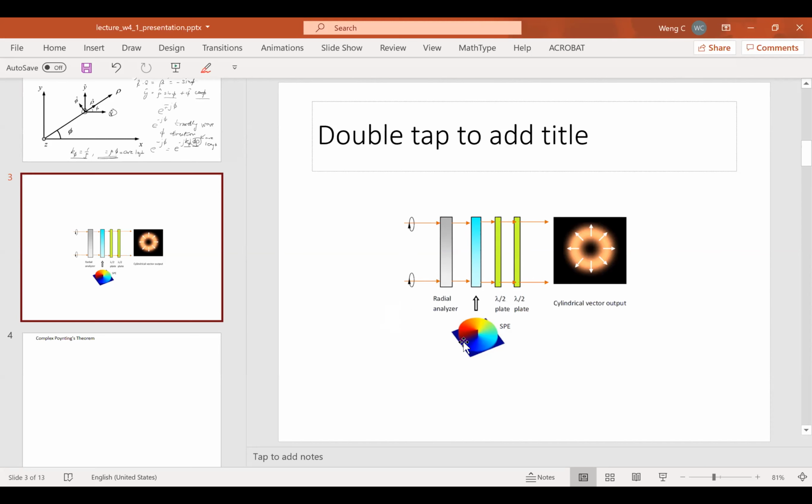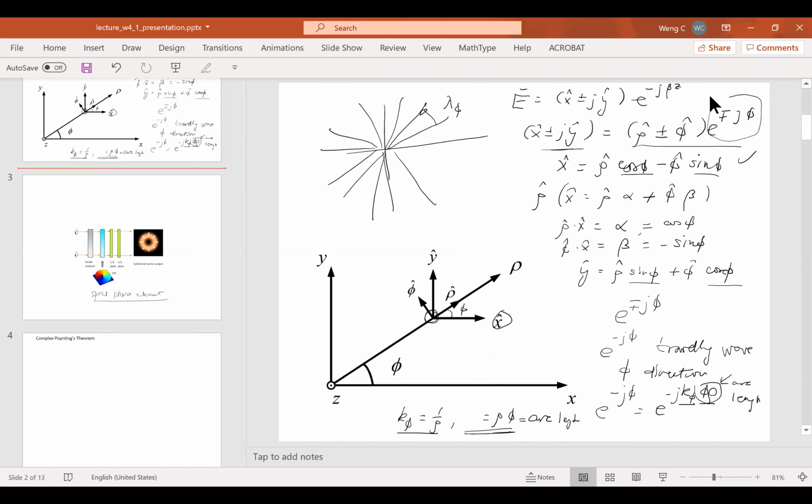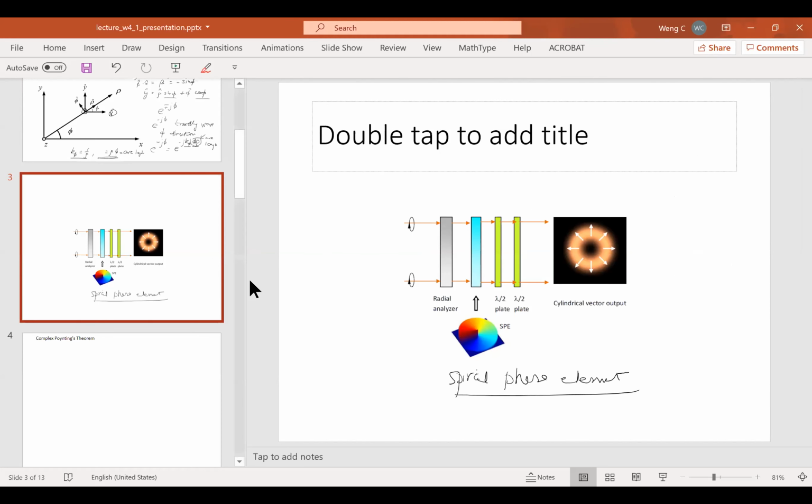Let me write the proper name for this. This is called a spiral phase element. And what it does is that it is made of a dielectric slab of different thickness, depending on where you are on the angle. Because it has different thickness, it has a phase compensation property that it will remove this phase dependence. And if you have removed this dependence of the phase, then the light becomes either polarized in the rho direction or polarized in the phi direction.